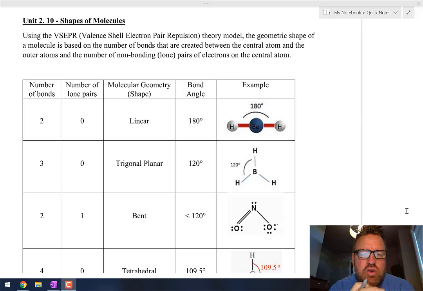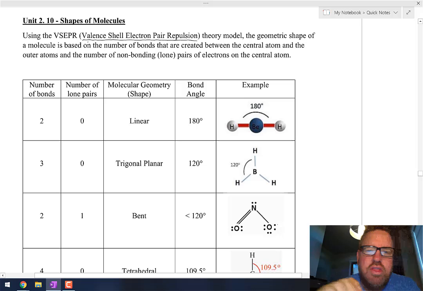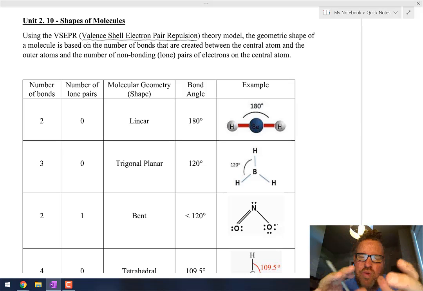When you draw a molecule that has more than 2 atoms in it, you can determine what's called the shape, or the molecular geometry, of that molecule. The way that you determine that is based on the valence shell electron pair repulsion theory model. Sometimes you just pronounce it VSEPR, even though I know the S comes first before the E. Typically people pronounce it VSEPR. VSEPR is the idea of, if we could see these molecules, what shape would they actually be in? How would the atoms be arranged around the central atom?